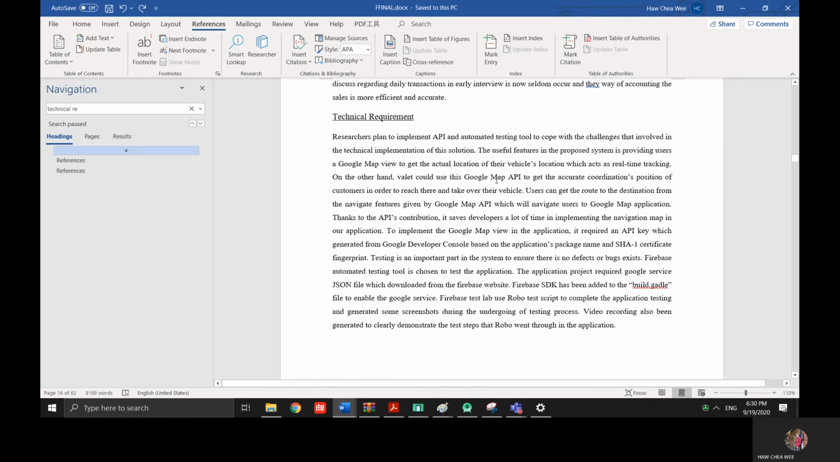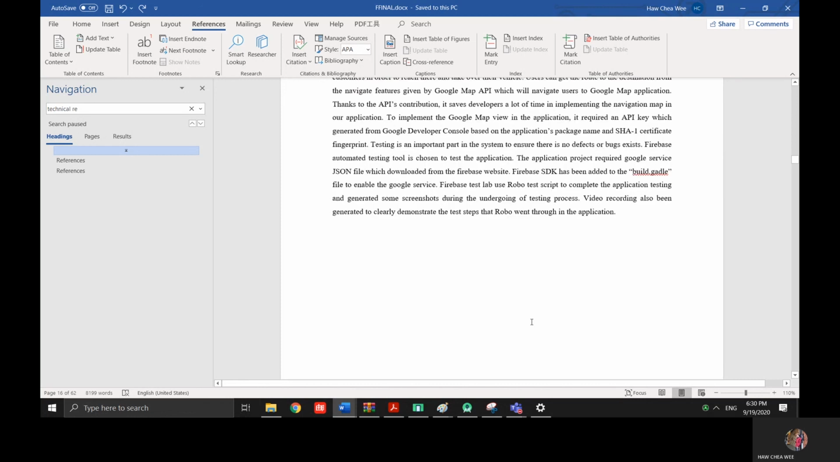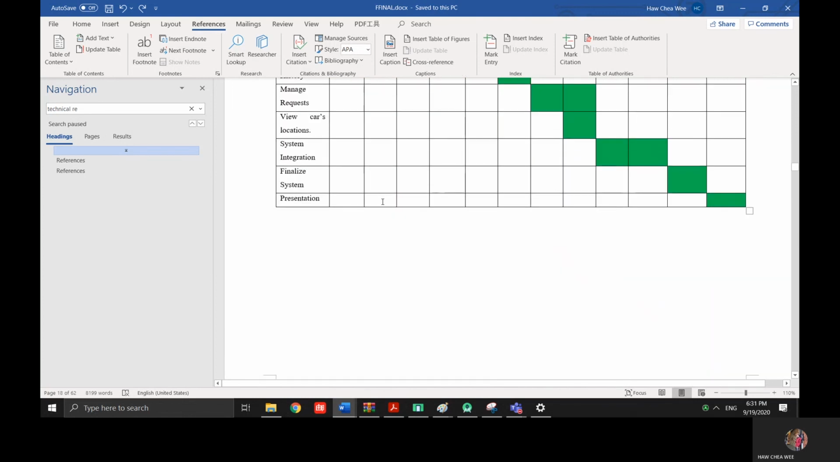The Google Map API that we are using: we get the Google Map API key from the Google Console platform website, and we implement it in our application to get the Google Map view. It can also track the current location of the users and display it to the valets. The automation testing tool that we are using is the Firebase SDK, the Firebase Test Lab. It is the testing method that we use to test our application. Here is the task and milestone, which is the Gantt chart of our project.